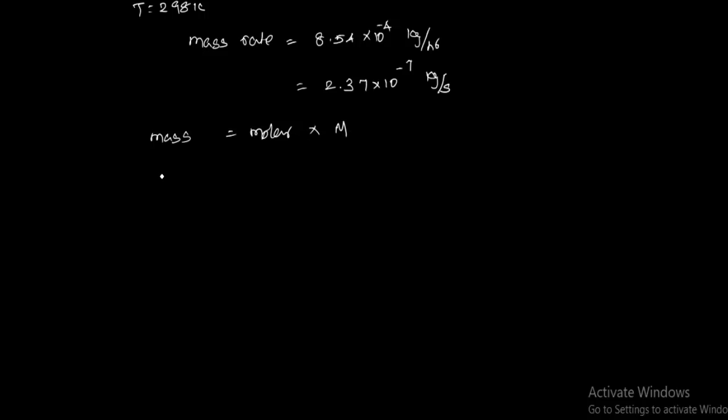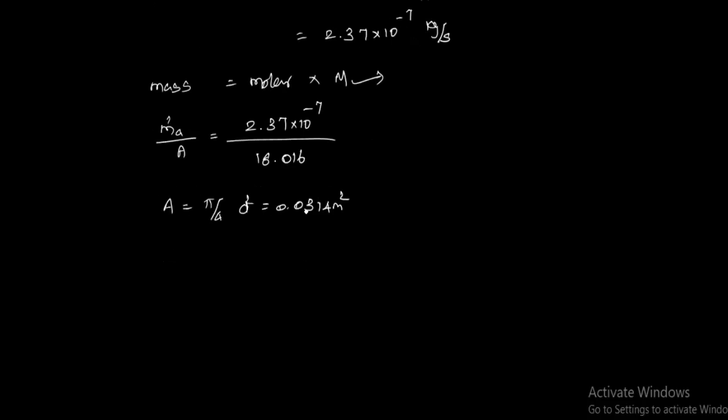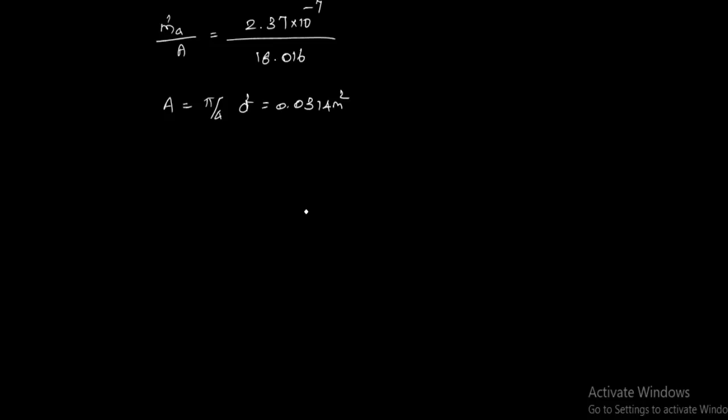From this, you can find out molar rate. M dot A divided by A is equal to 2.37 into 10 to the power minus 7 divided by 18.016, right? Molecular weight of steam 18.016. So now area equal to pi by 4 d squared, it is 0.0314 meter squared, and G value you know. Pressure is atmospheric pressure, and the only thing you have to know is PW1 and PW2 at the given temperature, 25 degrees Celsius.